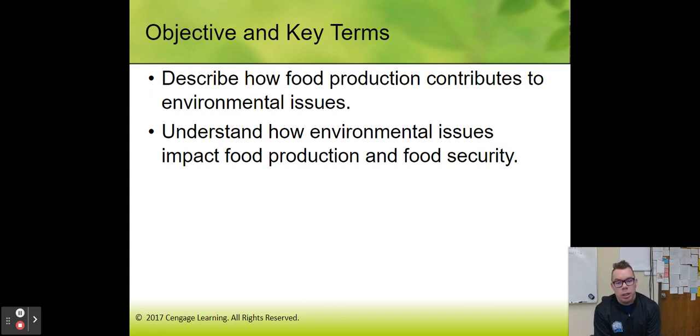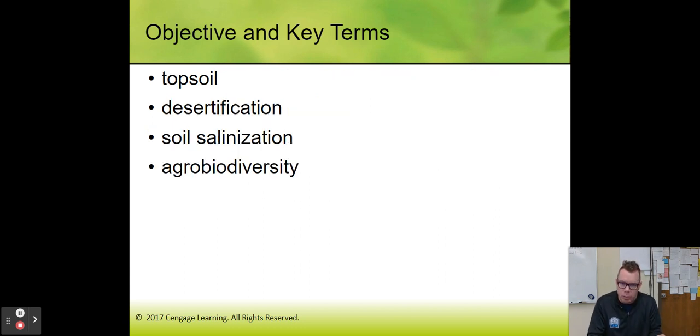So describe how food production contributes to environmental issues, as well as understand how those environmental issues impact not only food production, but also food security. Okay, food security and insecurity, that was 9.1. That's a very, very big thing on this unit. Basically making sure people are able to get food and consistently able to get food.